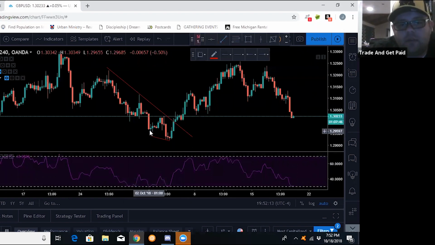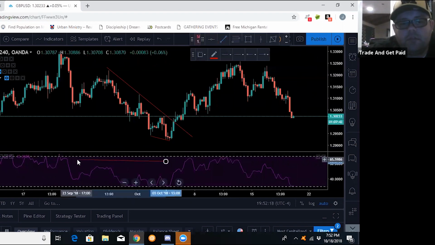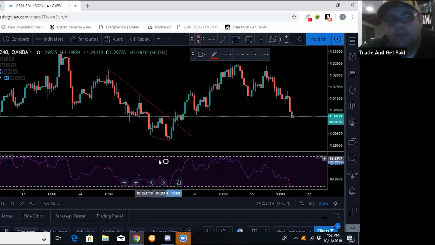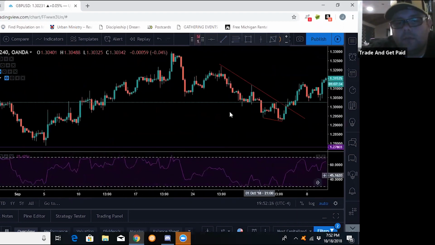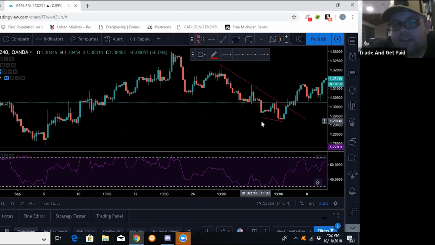Let's take that same area and move this out of the way a little bit so you can see it real well. Let's take that same area right here. Okay.